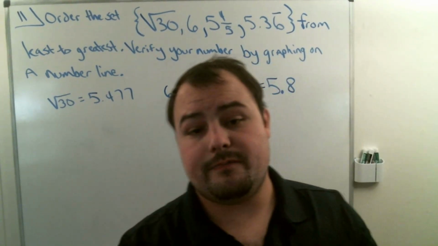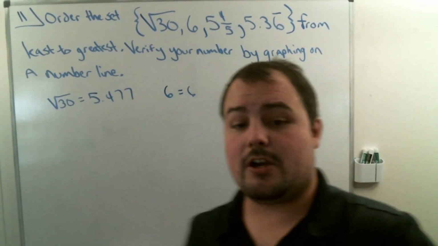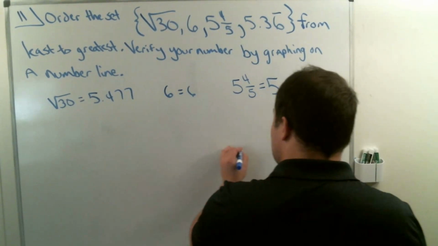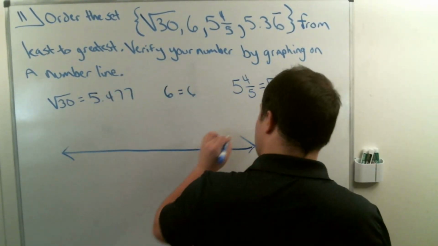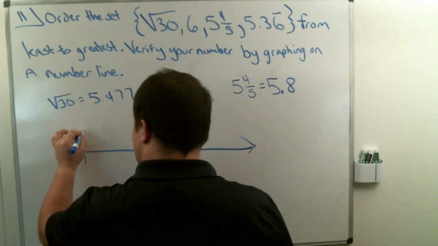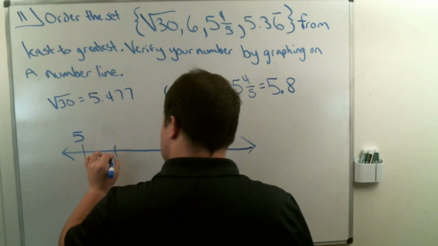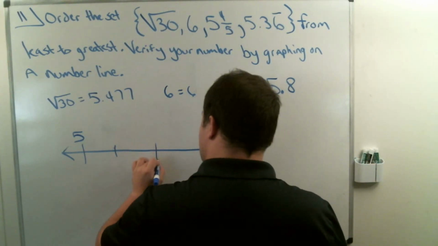And now we have to order them from smallest to greatest by verifying them on a number line. So what I'm going to do is draw a number line. I'm going to put 5 on this side. This is 5.25, 5.5.